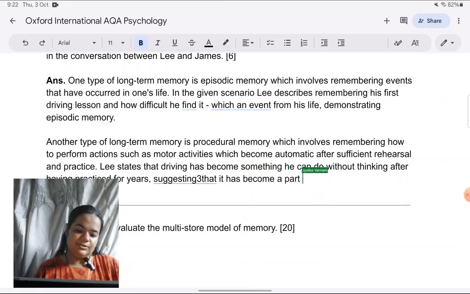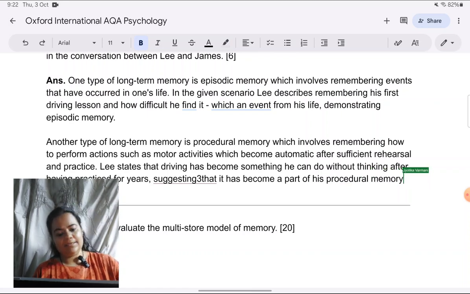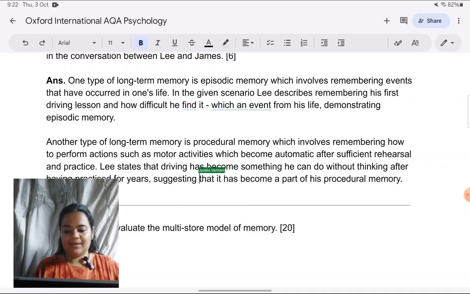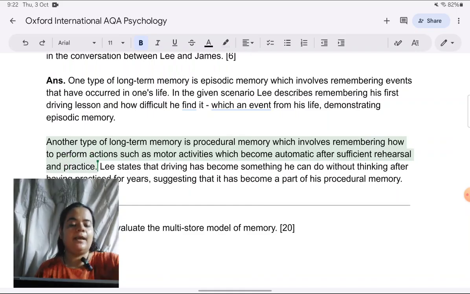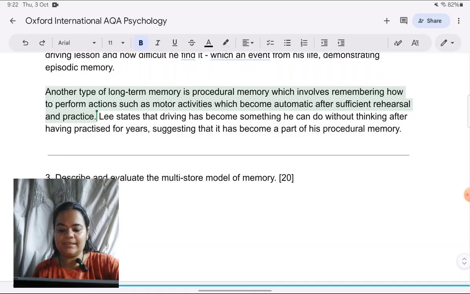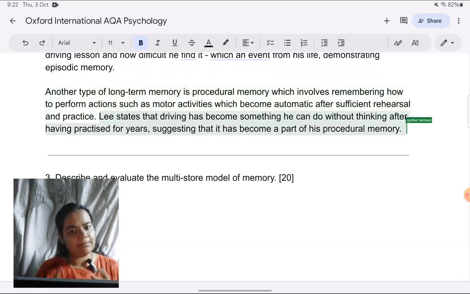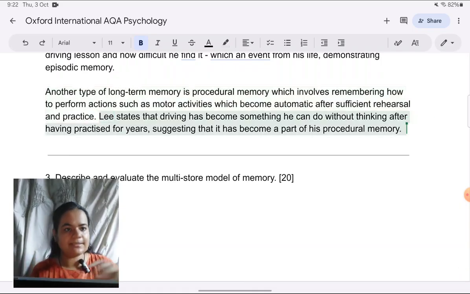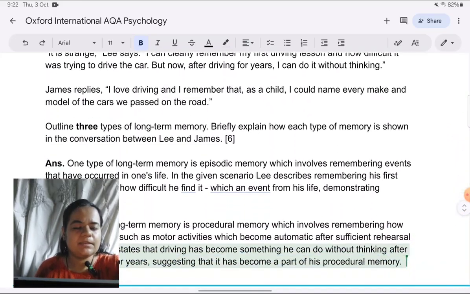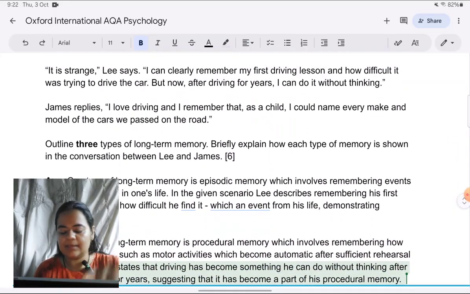of his procedural memory. Very quickly, now we look at the last type of memory which has been indicated in this scenario. Again, in this point, you must be able to see that the first sentence, where I have described what procedural memory is, makes for AO1, and the remaining part, from "Lee states", still about procedural memory, makes for AO2 because I've contextualized the definition. I want to keep this video brief, so I'll quickly come to the next one.